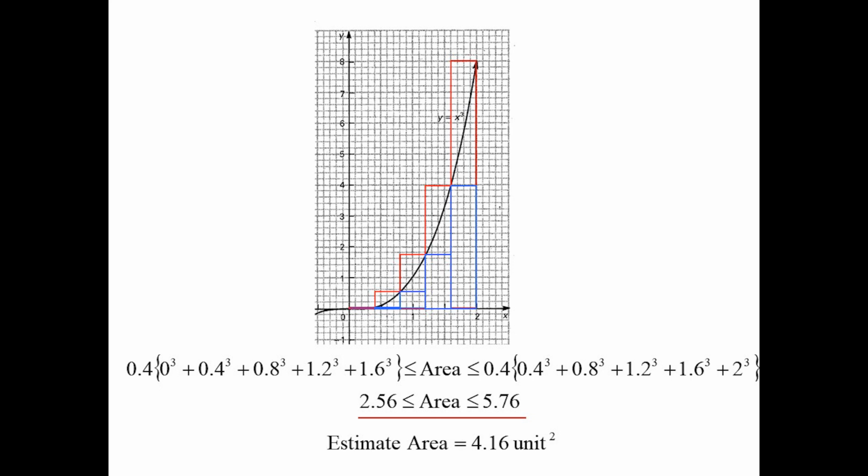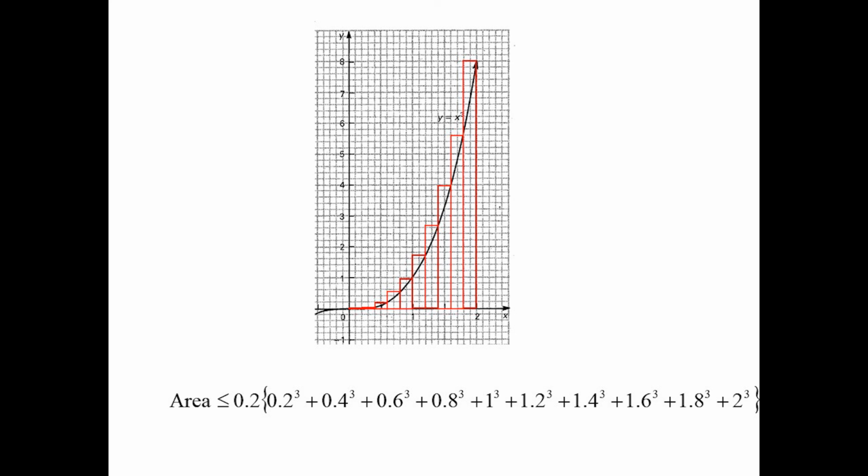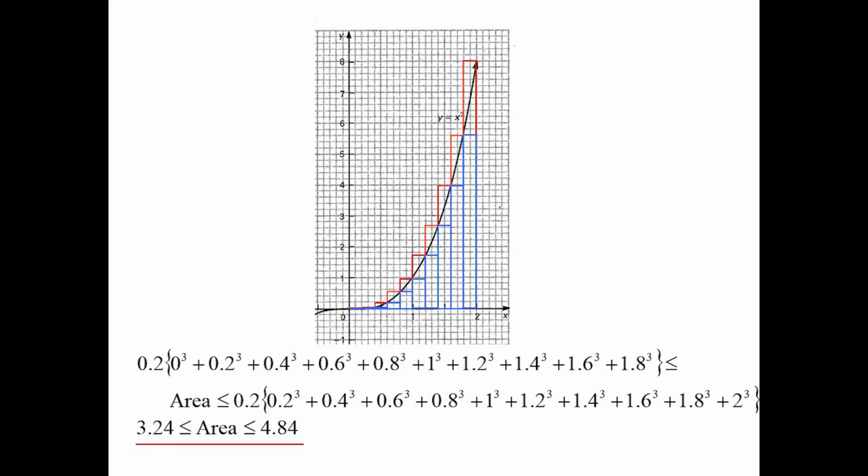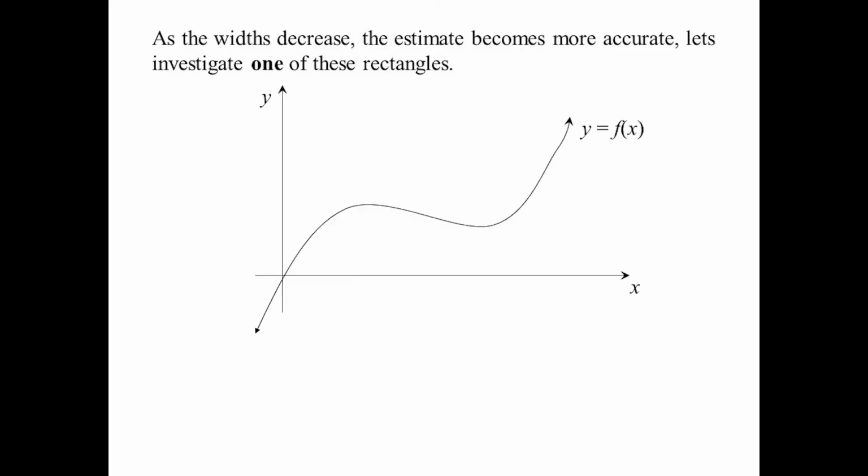So all right, what the heck? Let's do 10. So it's less than, well, that turns out to be 4.84. And if I draw the inner ones, and that turns out to be 3.24, average those and I get 4.04. So clearly, the more rectangles I use, the better trap, if you like, or sometimes people call it sandwiching the value, trying to sandwich it between two values.